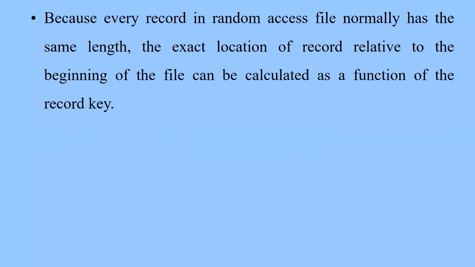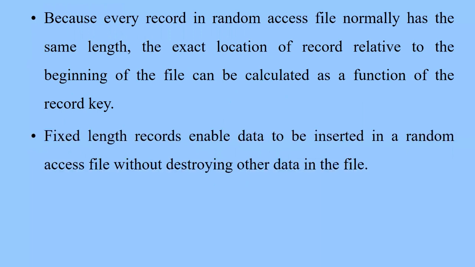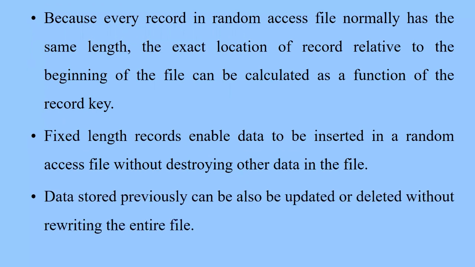Because every record in a random access file normally has the same length, the exact location of a record relative to the beginning of the file can be calculated as a function of the record key. Fixed length records enable data to be inserted in a random access file without destroying other data in the file. Data stored previously can also be updated or deleted without rewriting the entire file.